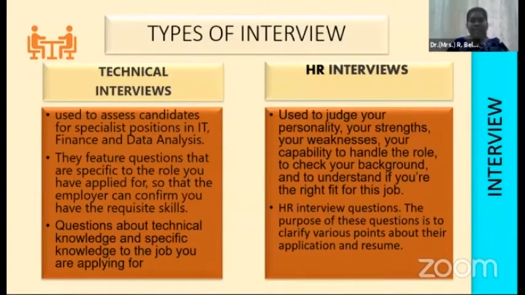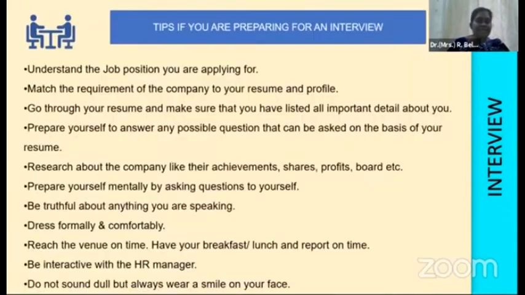HR interviews are used to judge your personality, your strength, your weakness, your capability to handle the role, to check your background, and to understand if you're the right fit for this job. And HR interview questions, the purpose of these questions is to clarify various points about your application and resume. All questions for HR interview will be related to your skill sets, your strengths, your weaknesses, and all that. Technical interview will be completely academics and technical skills.